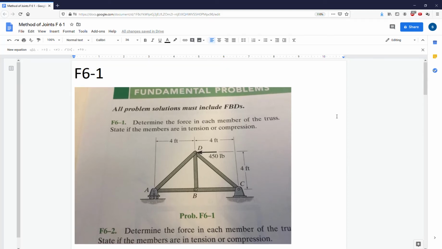Problem F6-1. Determine the force in each member of the truss. State if the members are in tension or compression. Please follow along in your textbook.